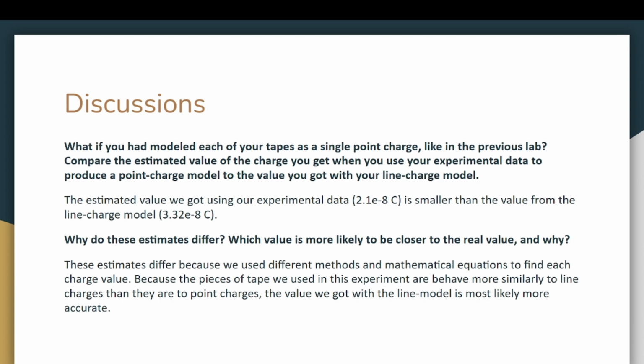Lab, compare the estimated value of the charge you get when you use your experimental data to produce a point charge model to the value you got with your line charge model. So the estimated value with our experimental data was 2.1 times 10 to the negative 8th coulombs, which is smaller than the value from the line charge model of 3.32 times 10 to the negative 8th coulombs. So these differ because we use different methods and mathematical equations to find each charge value. Because the pieces of tape are behaving more similarly to line charges than they are to point charges, the value we got with a line model is most likely more accurate.